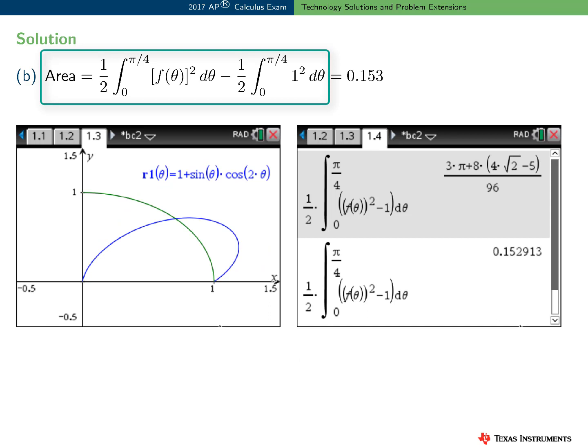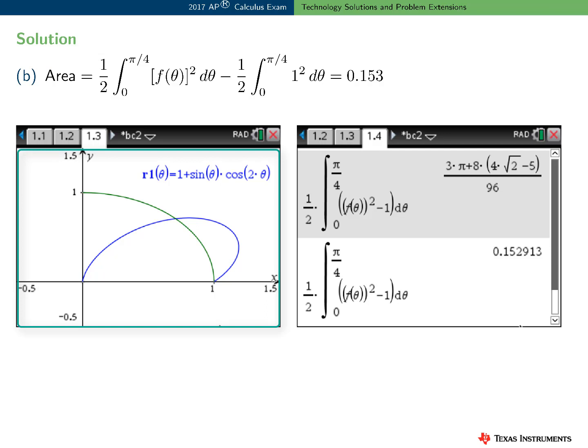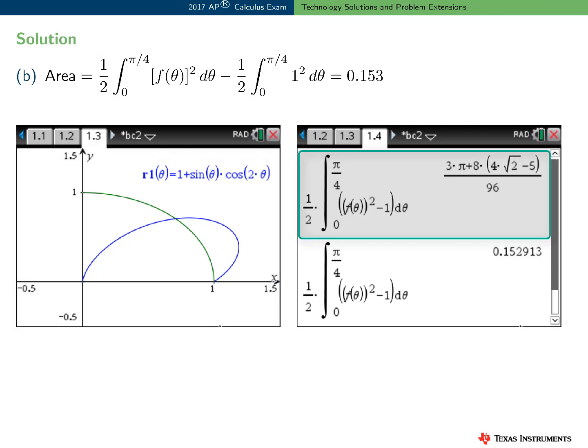Here's a mathematical expression for the area of the region of interest. I need to find the area inside the graph of r equal f of theta and subtract the area inside the circle. Using technology, here are the graphs of the two polar curves of interest. And here is the exact symbolic answer. That's pretty cool. And the numerical approximation.